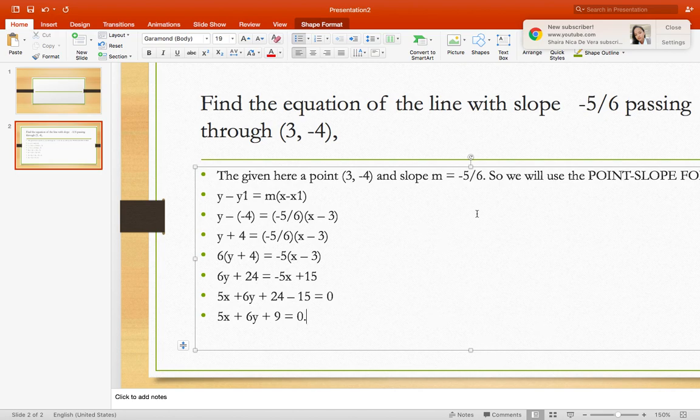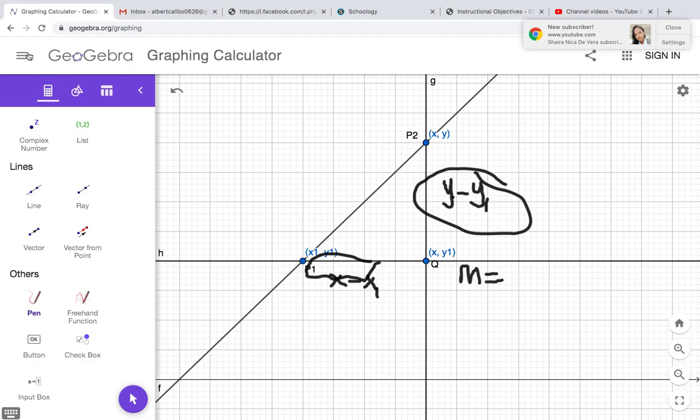Let's see, since we have a negative slope, let's try to graph the equation of this line and see if the line rises from the right going to the left. Let's use GeoGebra.